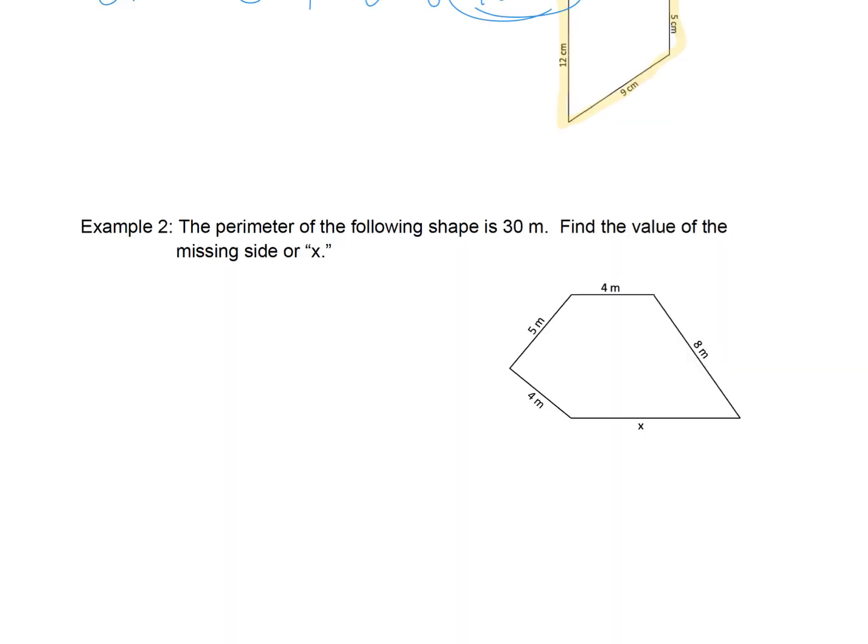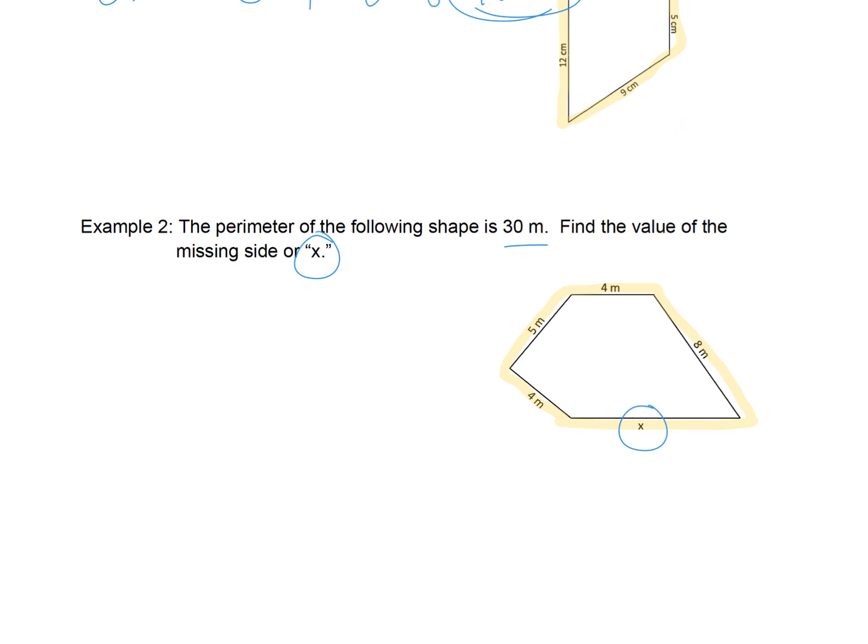All right, now let's take a look at example number 2. So this one says the perimeter of the following shape is 30 meters, and we need to find the value of the missing side, or x. So again, I'm going to start with my highlighter tool. I'm going to highlight all of the outside edges for a reminder that we're doing perimeter. Okay, as we can see, it already said it in our directions, but we have a missing side here of x. That is our goal, that we need to figure out what number x is. So we know that the total is 30 meters.